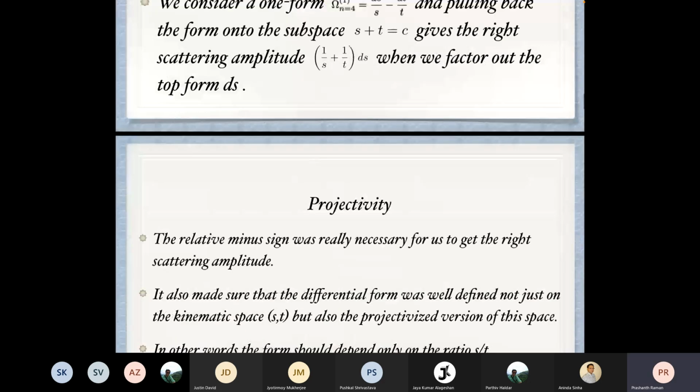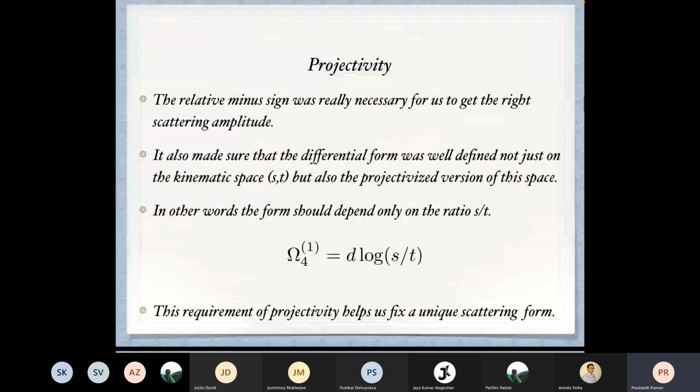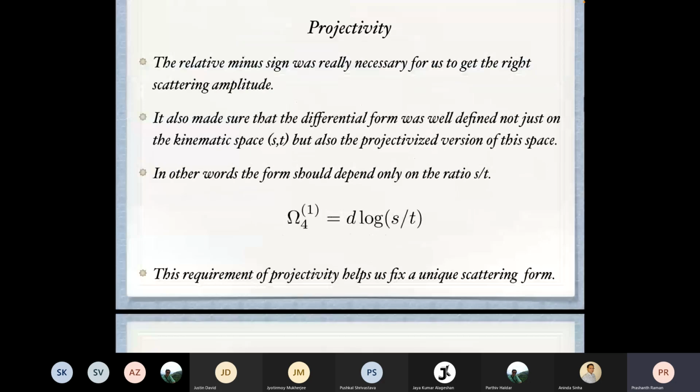Okay, so now about the issue of the sign that we ignored. The relative minus sign was really important to get the right amplitude. It also made sure that the differential form was well defined not just on kinematic space, s and t, but also on the projectivized version of the space. So the one-form I wrote is basically d log of s over t. And so this form is invariant when I scale s and t by any arbitrary function of s and t. So the form remains the same. And this is called projectivity. And we'll see that this projectivity is what helps us fix a unique scattering form.